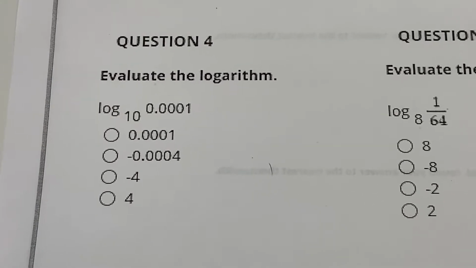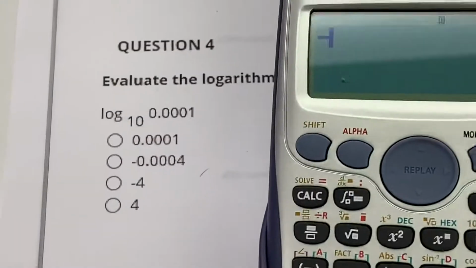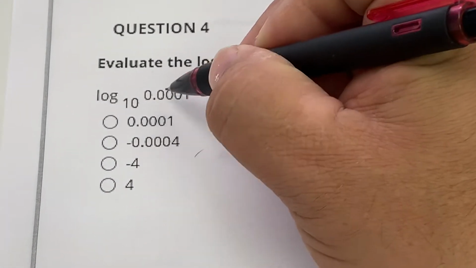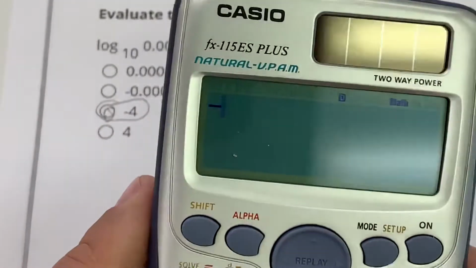Evaluate the logarithm. So we jump right into calculator key-ins. So log base 10 of 0.0001. I could do this one without a calculator because it's base 10. I just count over how many, 1, 2, 3, 4. So it'd actually be negative 4. But you're going to want to make sure it's correct with the calculator.